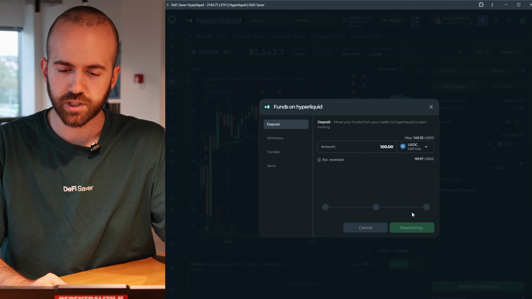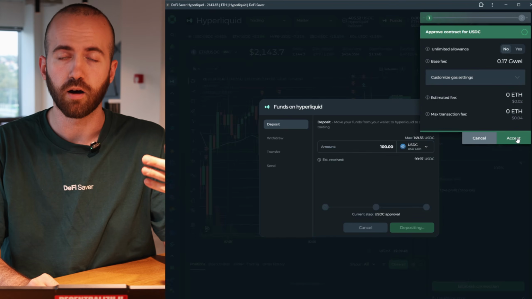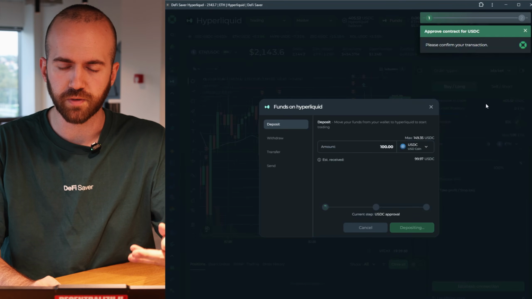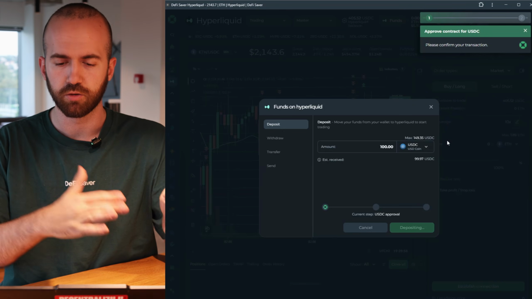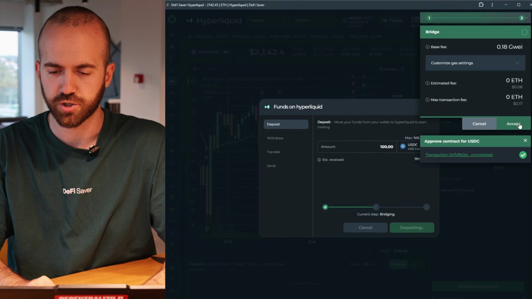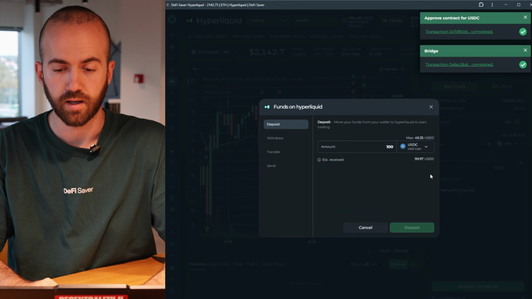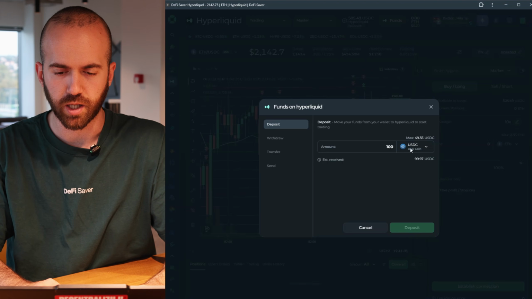We're going to be bridging it to Hyperliquid. Now, generally speaking, on Hyperliquid directly, it would require these funds to be on Arbitrum. But through DeFi Saver, you can start from mainnet, and it's going to use a bridging system to just get those funds from mainnet to Hyperliquid. We'll sign the bridging transaction. And there we go. So the funds were just bridged successfully from mainnet to Hyperliquid.